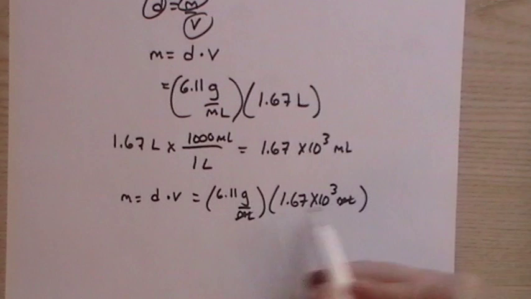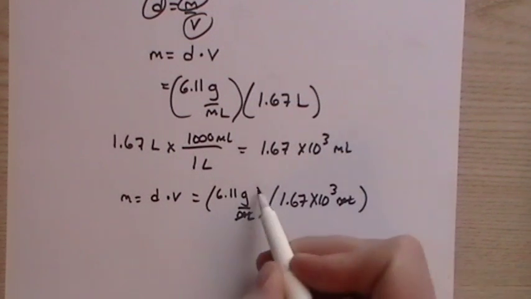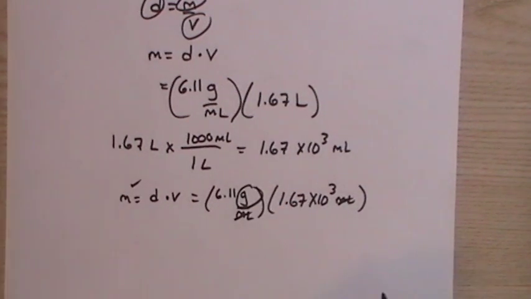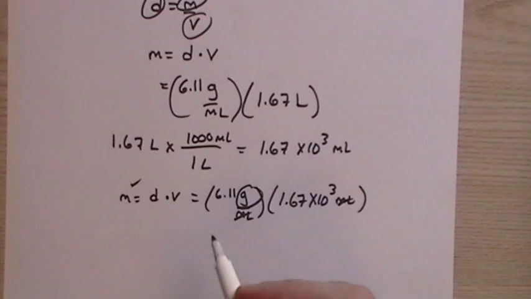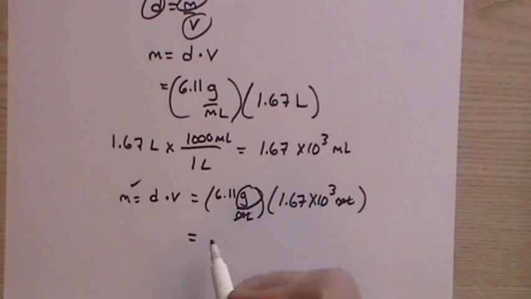Now notice the volume units cancel. We're left with grams. We wanted mass, so we're good. We have the right units. If we have the right units, then we should come up with the right answer. You always want to carry your units through to double check.